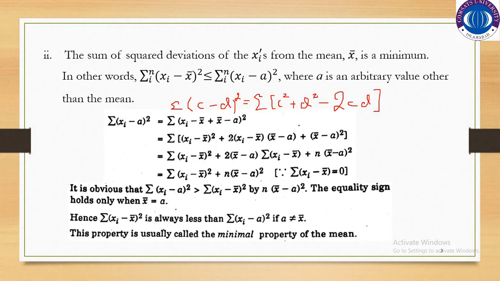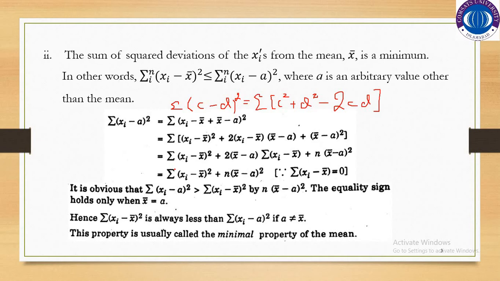So by applying summation inside the bracket, you will come up with these terms: summation x minus x bar whole square plus 2 times x bar minus a, as x bar is constant and a is also a constant, so this would be outside the summation, and we apply summation on the variable term, which is x minus x bar, plus summation x bar minus a whole square, and as this is a constant, this summation will become n, as we have already discussed in the previous part.